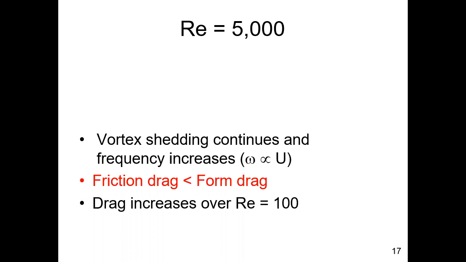How are we increasing the Reynolds number? Reynolds number is U times the diameter over nu. So if we keep the same particle, we're not changing the diameter. If we keep the same fluid, we're not changing the kinematic viscosity. So how we can increase the Reynolds number is just by increasing the velocity. Remember, we started at 0.01. So you're tremendously increasing velocity.